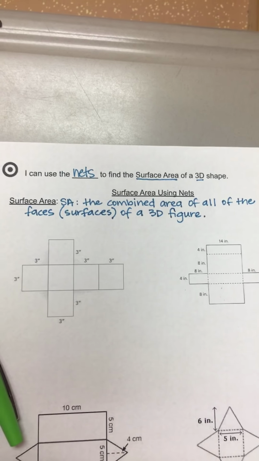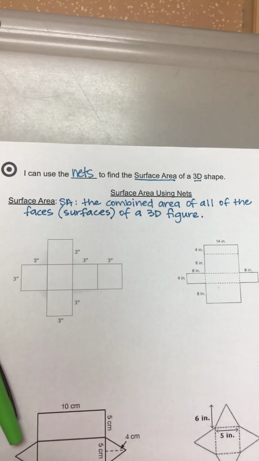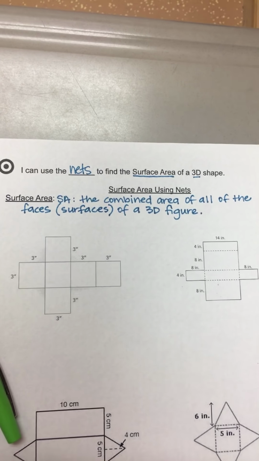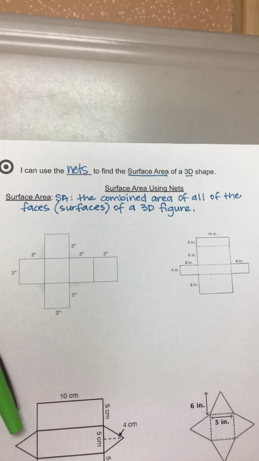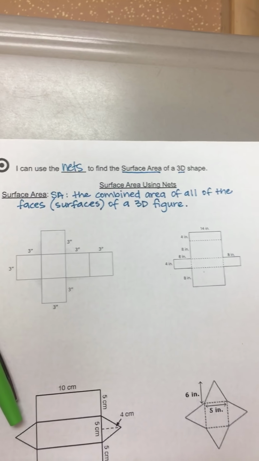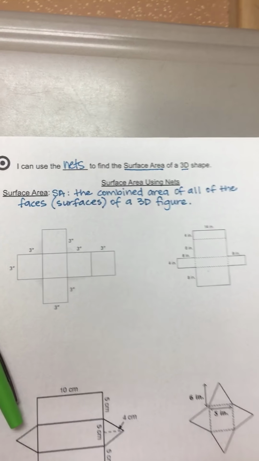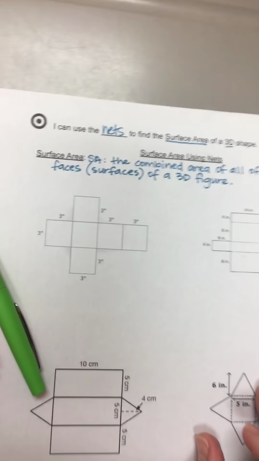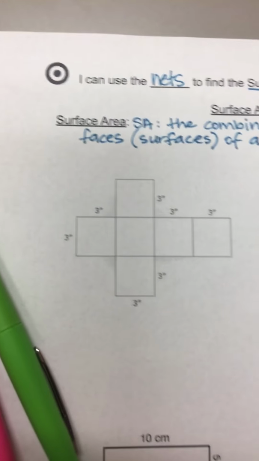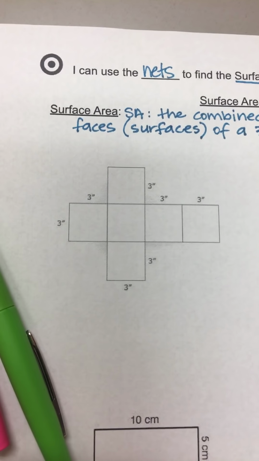So it says surface area is the combined area of all the faces or surfaces of a 3-dimensional shape or of a 3-dimensional figure. So basically that's why it's called surface area, because you're finding the area of all the surfaces and then putting them back together. So we're going to work through 4 examples today. As we work through these, we're going to identify what they are, and then we're going to use that to help us find the surface area.